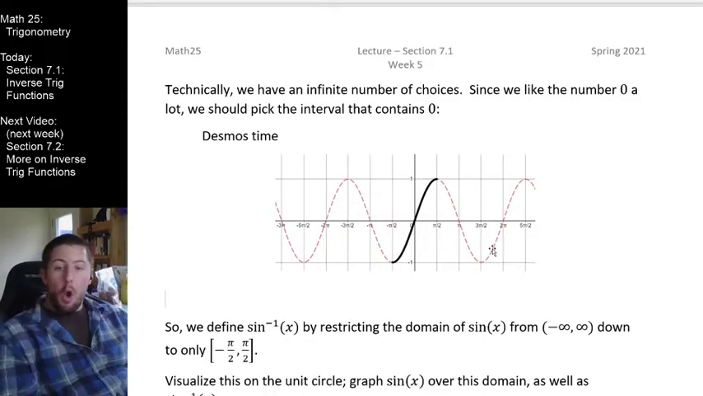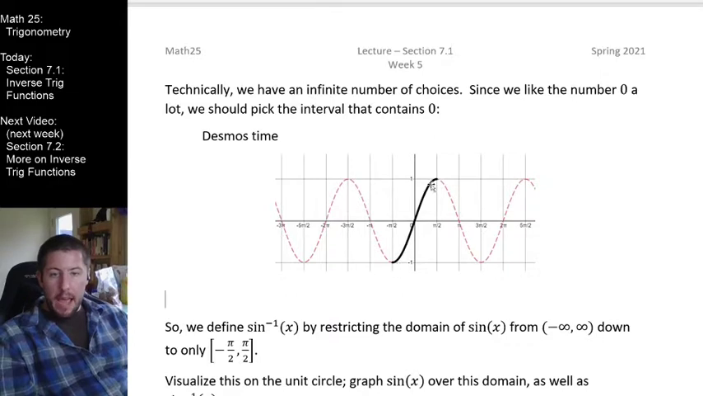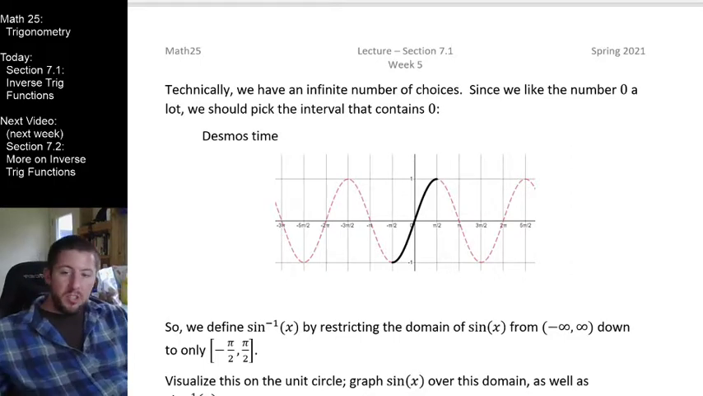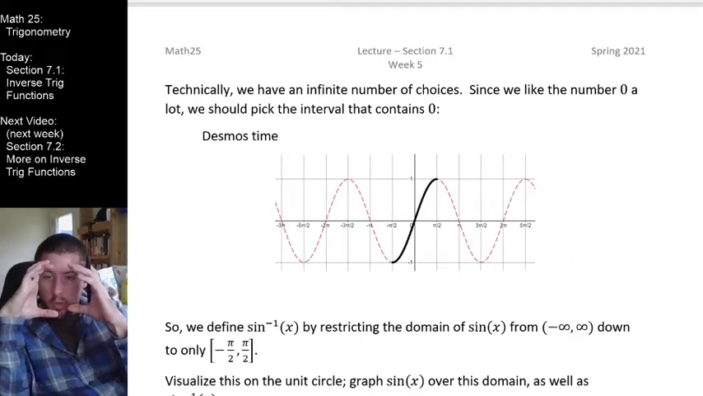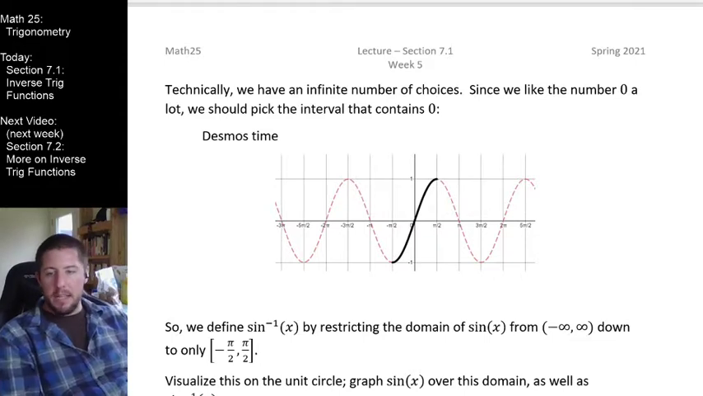So I'm just going to say it. Over the interval from negative pi halves to positive pi halves, we experience every y value one time. That's why we're restricting the domain to only this interval. So to define the sine inverse function, we need to restrict the domain of the original sine function. Right now the domain of sine is negative infinity to positive infinity. We're going to restrict it down to just this one interval that's only pi units wide, negative pi halves to positive pi halves. That's the only place we're actually defining this, right?